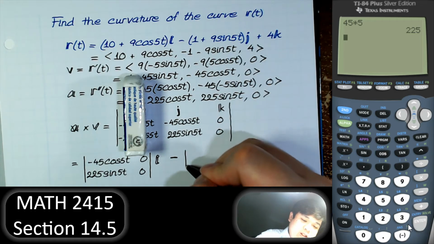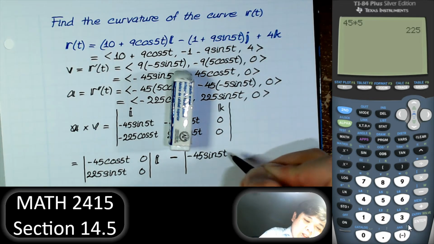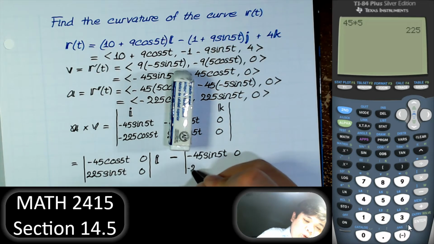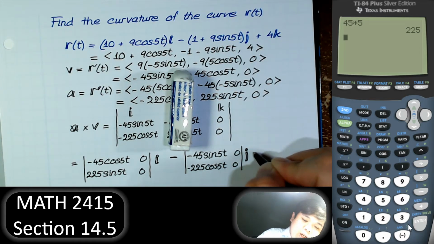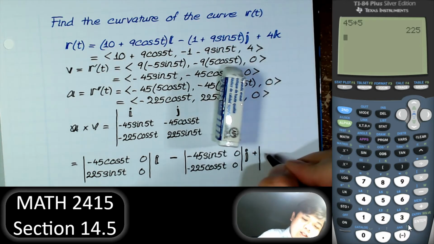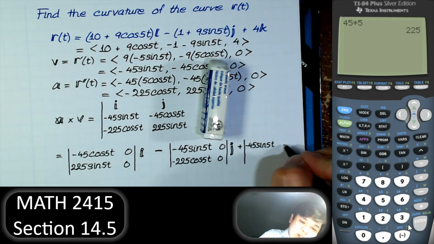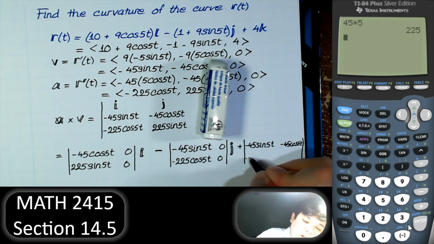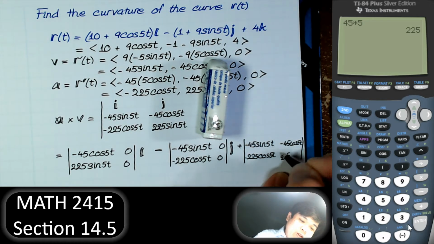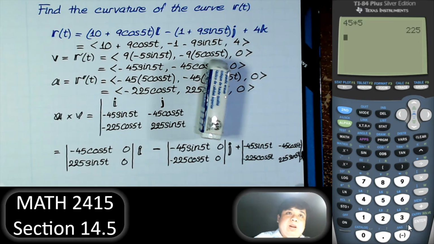For the J, it is minus, over that, negative 45 sine of 5t, 0, negative 225 cosine 5t, 0 in the J component, then plus that, negative 45 sine of 5t, negative 45 cosine 5t, negative 225 cosine 5t, 225 sine 5t, and then we multiply in the K component.